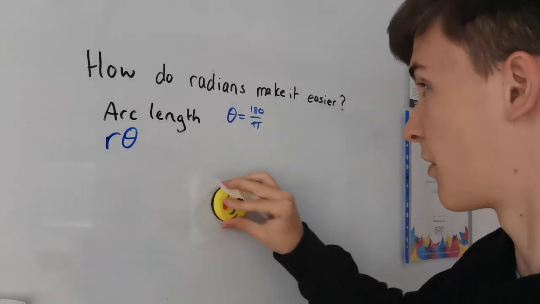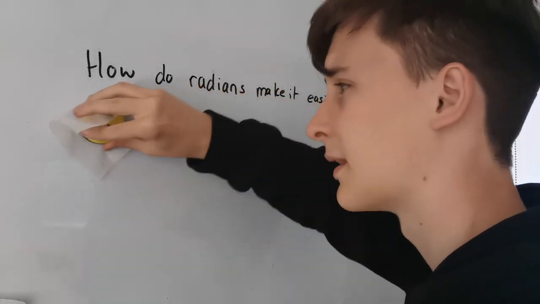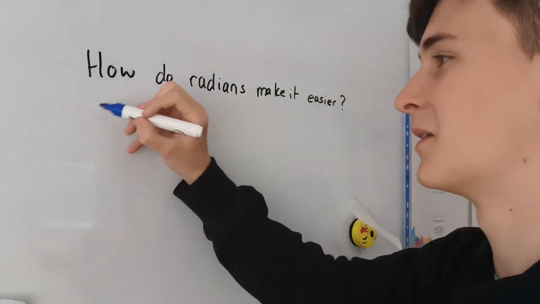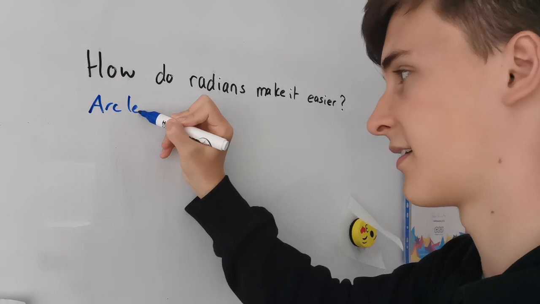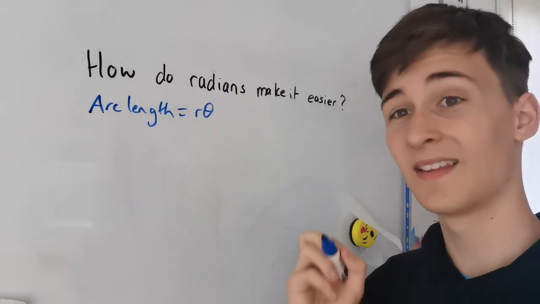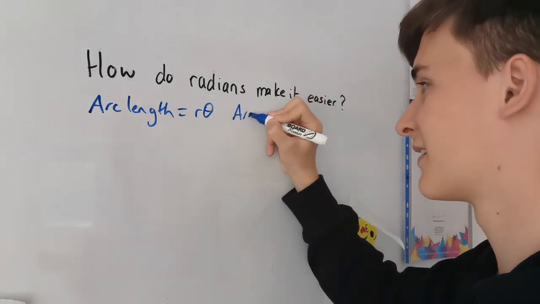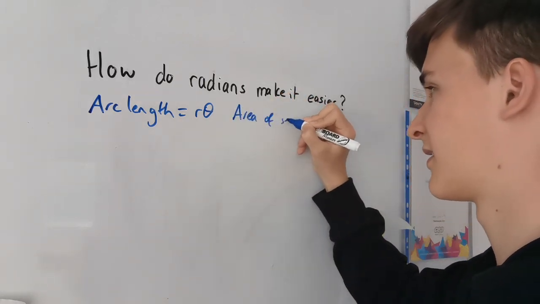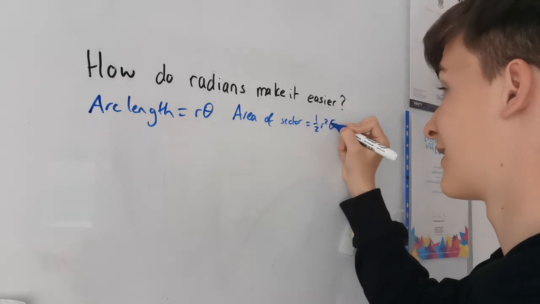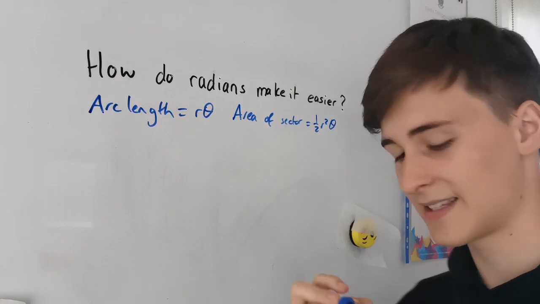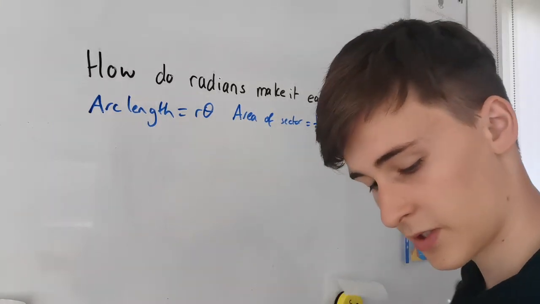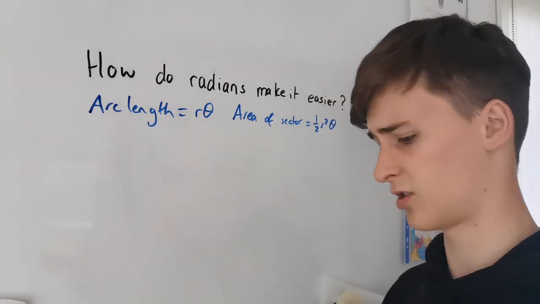So let's rub that out and write both of these new formulas down. Arc length equals r theta, nice and simple. Area of a sector is equal to half r squared theta. Nice, simple, shorter formulas. So how do we use this to do something?